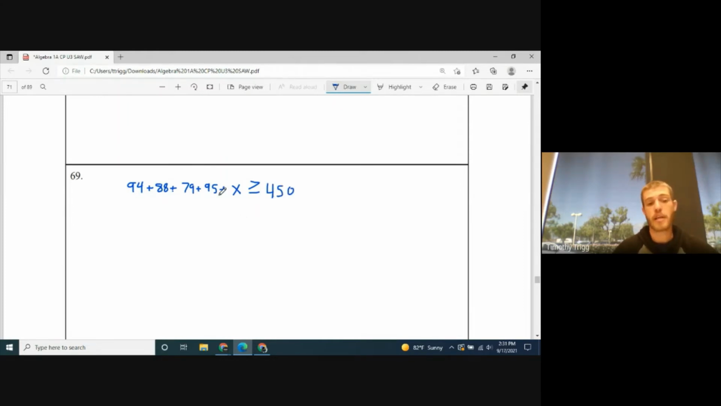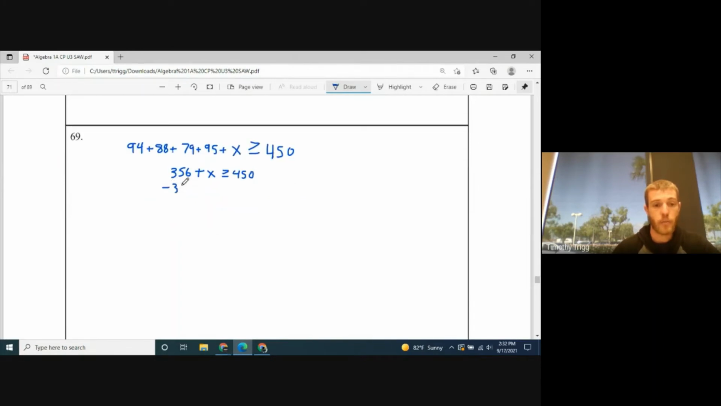Now, hopefully you can see that on the left, we can combine like terms. We can combine all these constants together, right? 94 plus 88 plus 79 plus 95. So here we have 356 plus X is greater than or equal to 450.